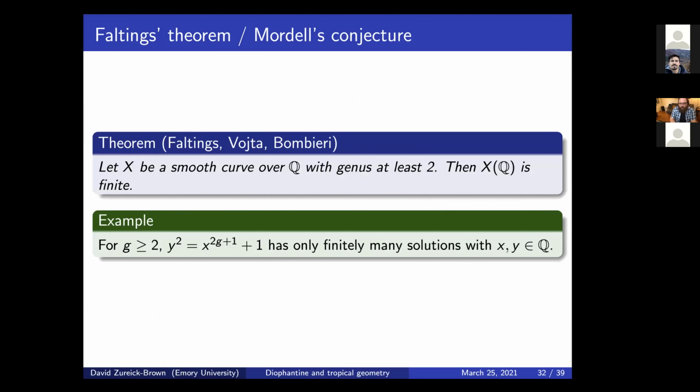So let's talk more about the bigger picture. We discussed Faltings' theorem, i.e. Mordell's conjecture before. And the theorem due to Faltings and then later proved in different ways by Vojta and Bombieri, just to recall, is if X is a smooth curve over the rational numbers, or more generally a number field, with genus at least 2, so the number of holes in this torus is at least 2, then X of Q is finite.